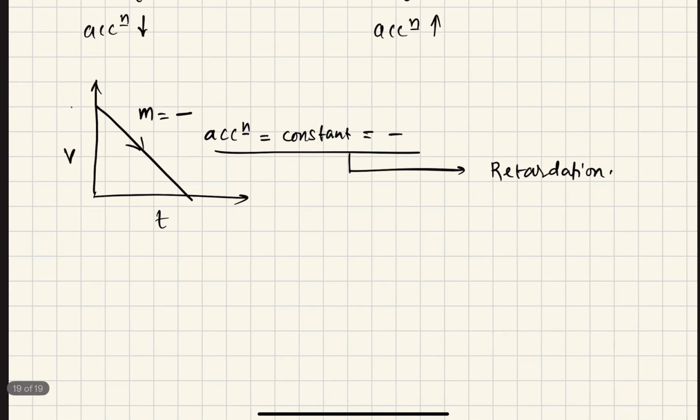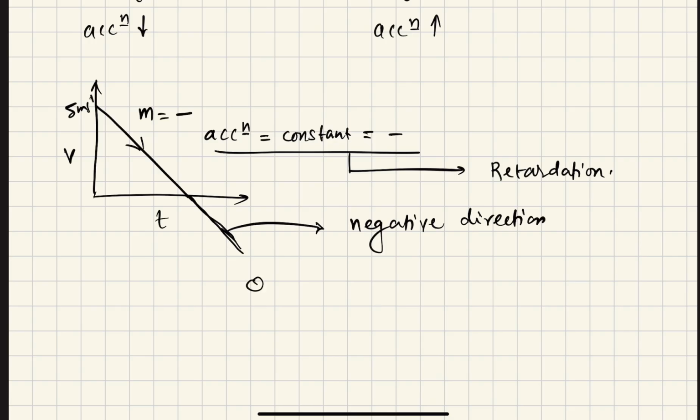It started with say 5 meter per second. It becomes 0 meter per second. It may go this way also. It may go to the negative direction. First it is going in the positive direction, then it is going in the negative direction. It is possible, right? If it is like this. Clear?